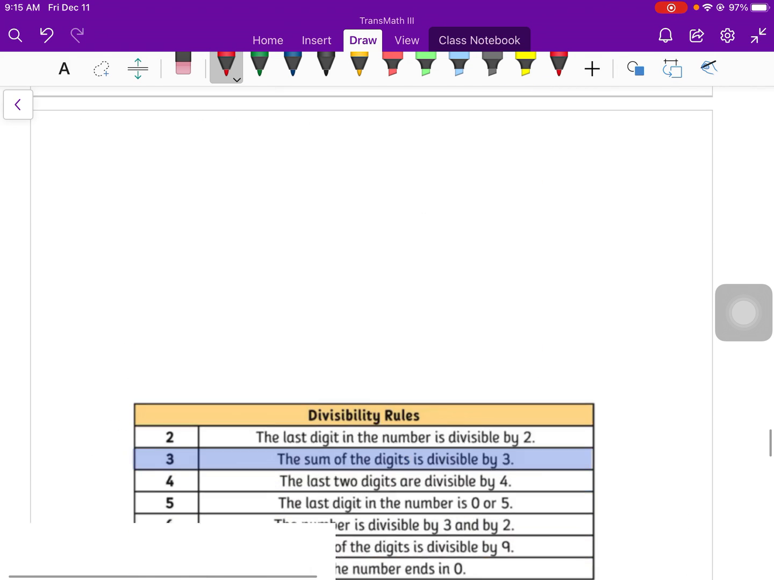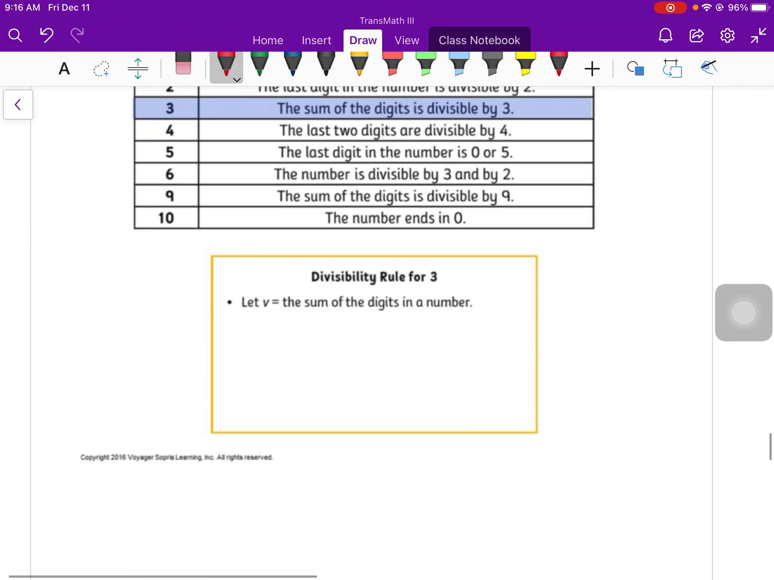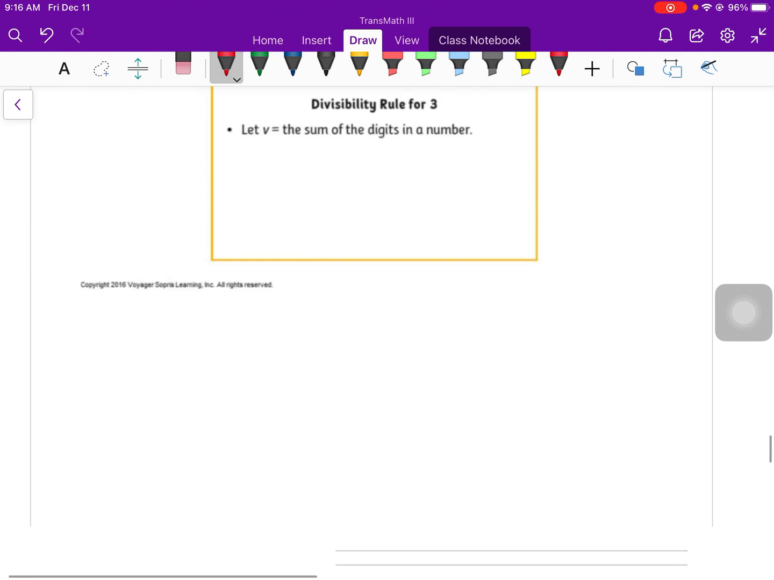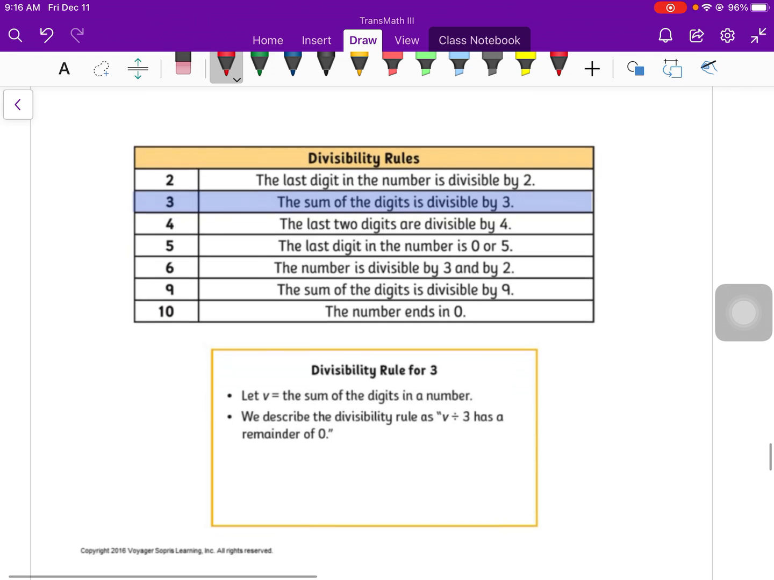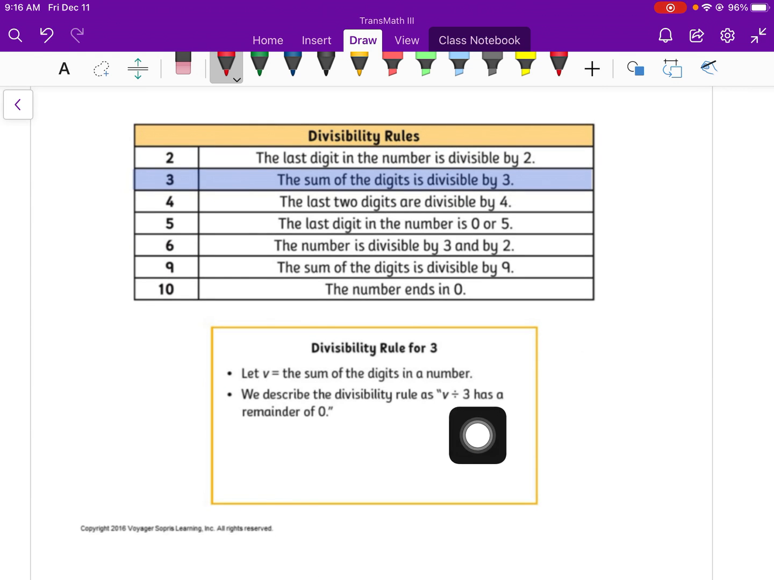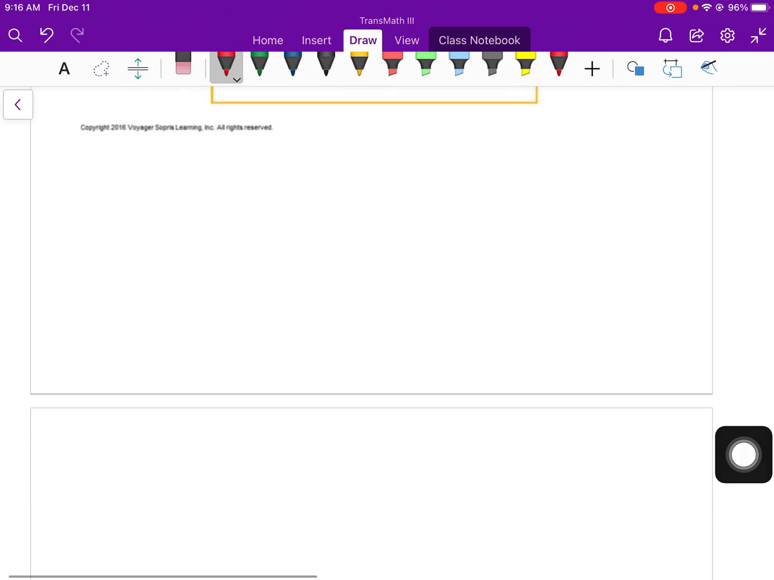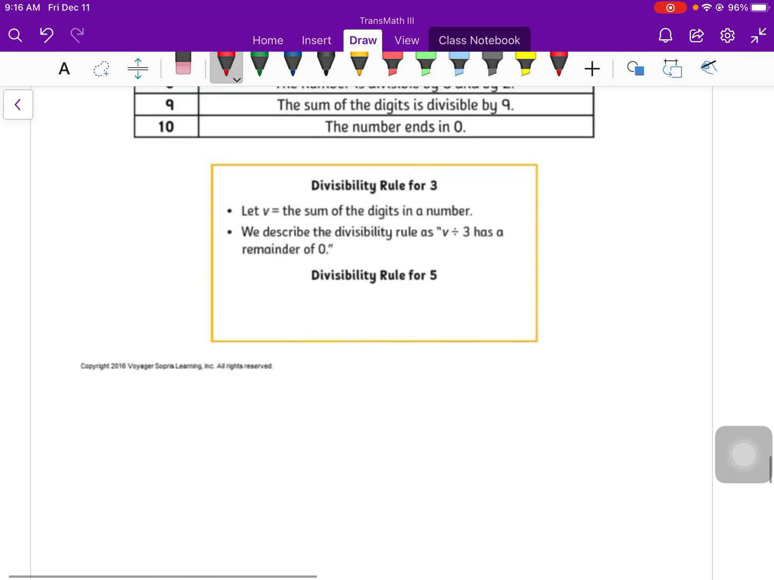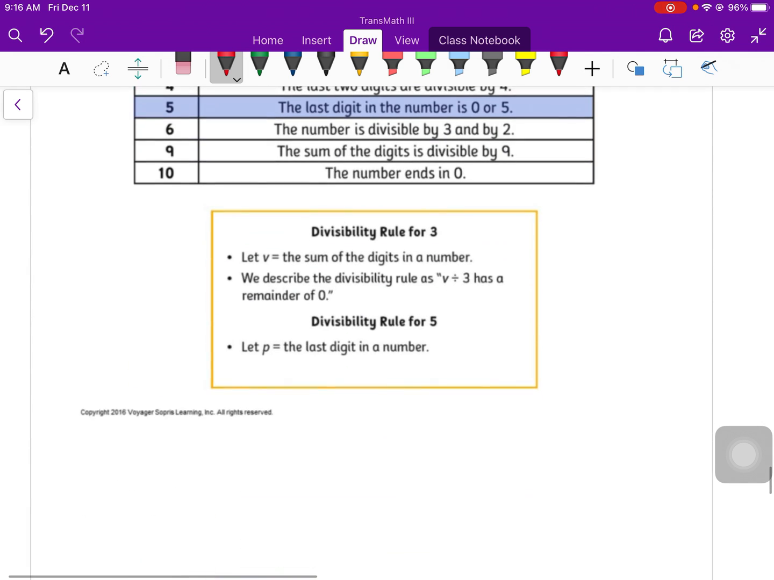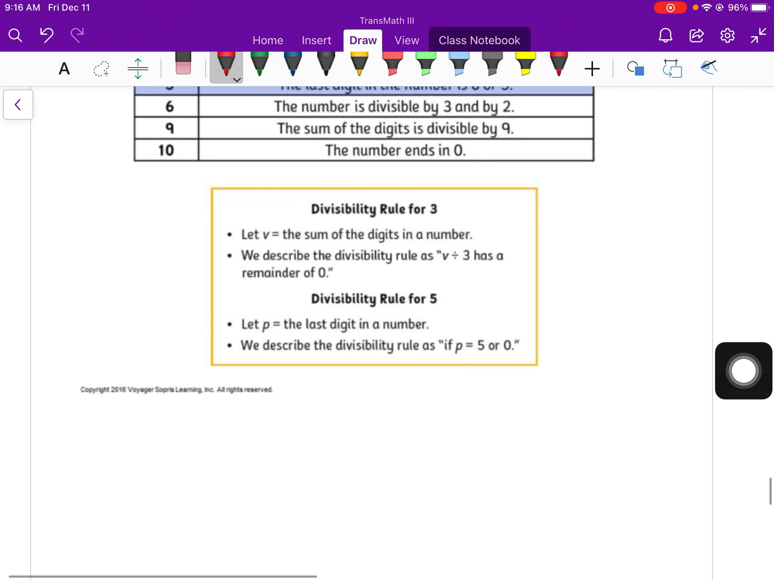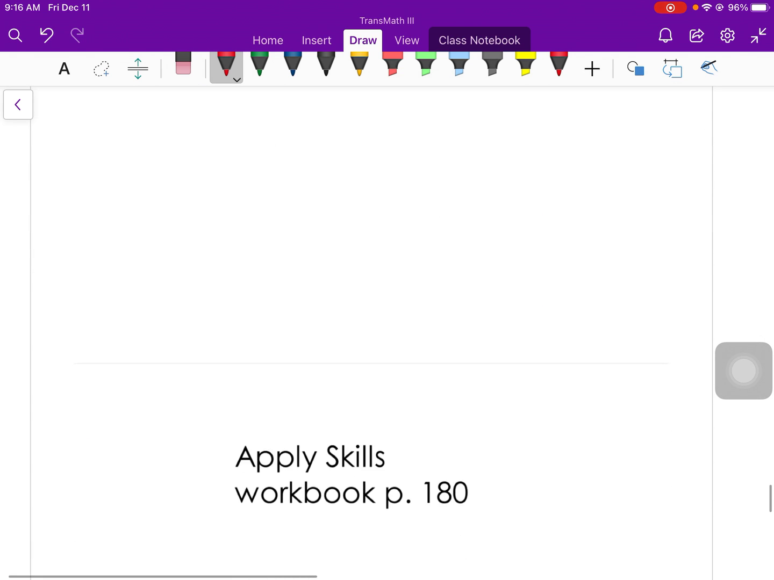That's it. So for the divisibility rule for 3, we're going to say let v equal the sum of the digits in a number. It's just a variable v. If v is divisible by 3, meaning if v divided by 3 has no remainder or a remainder of 0, then the original number can be divided by 3. Divisibility rule for 5 is kind of the same thing, where we're going to set up a variable. Let p be the last digit in a number. If p equals 0 or if p equals 5, then you could divide by 5.